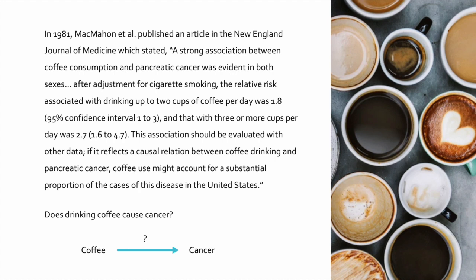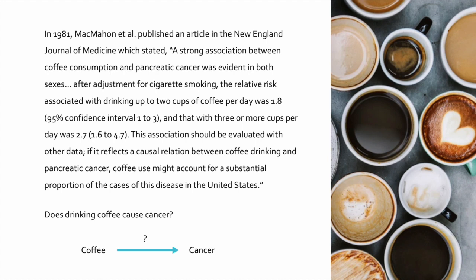Does coffee cause cancer? Smoking has been a well-known confounder when investigating the effects of coffee consumption using observational studies for many decades, because most people who smoke cigarettes also drink coffee. So these researchers in 1981 knew that smoking was a confounder they needed to adjust for, yet their data still showed a statistically significant increase in risk of cancer associated with coffee consumption.